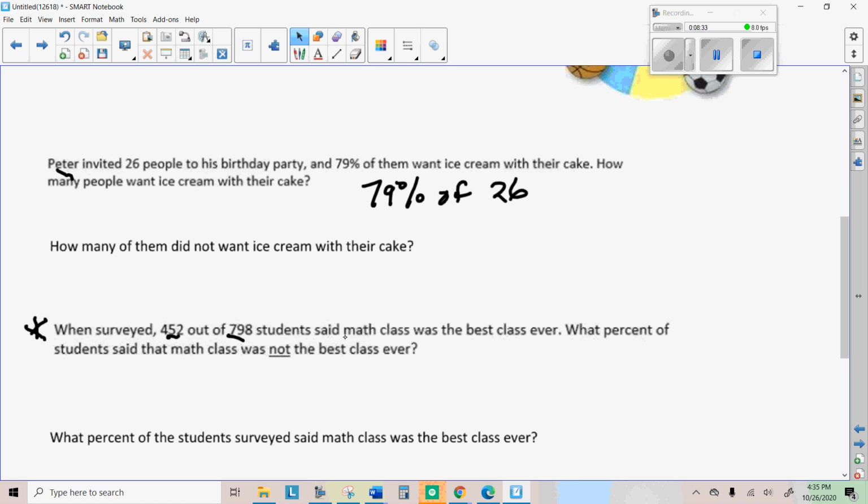But notice this question down here says that 452 out of 798 said math class was the best class ever. What percent of students said math class was not the best ever? So I'm going to cover that with the ice cream.